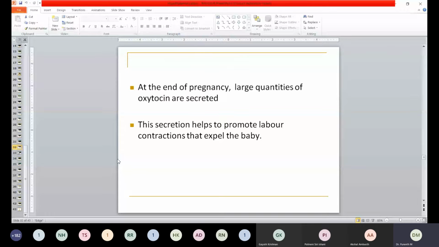So at the end of pregnancy, especially during parturition or childbirth, large amounts of oxytocin are secreted. This helps to promote labor contractions, which helps in normal delivery.